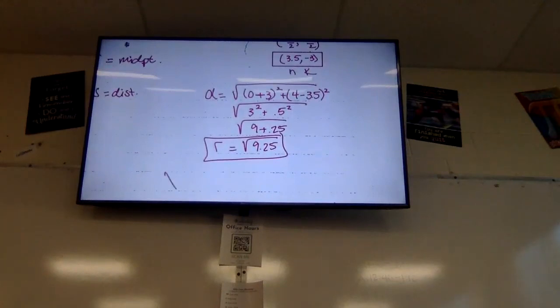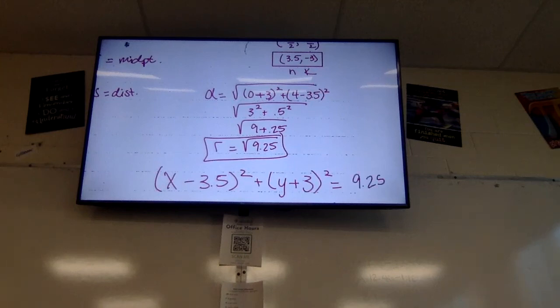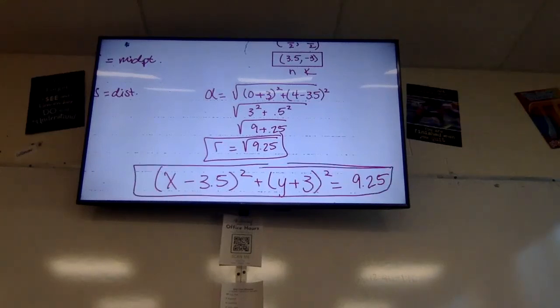I'm going to say x minus 3.5 squared plus y plus 3 squared equals, and I have to do radius squared, so square root of 9.25 squared is just 9.25. Now, if you wrote the square root and the square, that's okay. It's just cleanest if I get rid of both of those. That's my equation of my circle.